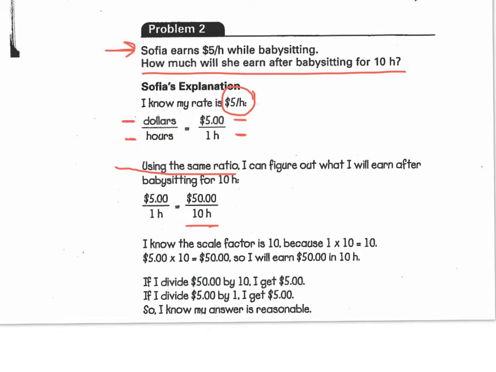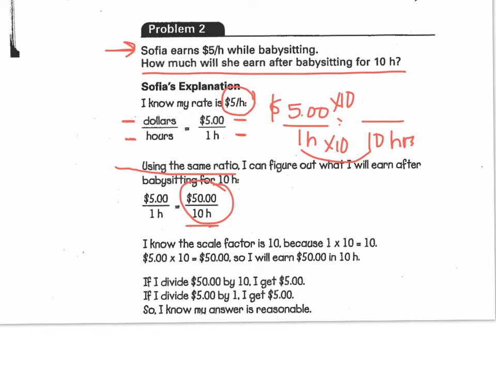So I would put $5 for 1 hour compared to 10 hours. What am I doing to go from 1 to 10? I'm multiplying by 10. So I will multiply by 10 here, and I get $50. I know that the scale factor is 10. Remember, the scale factor is the number that you're multiplying the numerator and the denominator by.